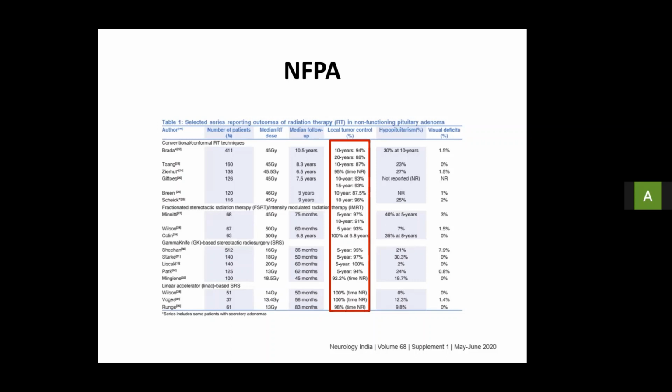For LINAC based radiosurgery, typically the doses delivered are lesser as the degree of conformality is less, and the inherent precision of the gamma knife immobilization system is also more. So typically what we remember for non-functioning pituitary adenomas is the 10-year control is 90%. And the hypopit, if you typically see, it varies anywhere between 20 to 30% at 10 years. 1 out of 3 patients will become hypopit.